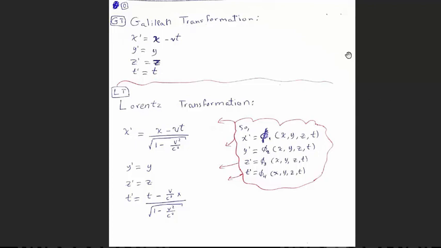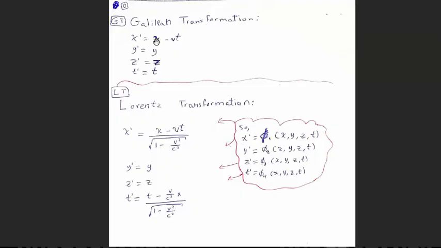So, hello. This is the Lorentz transformation. So first of all, why do we need new transformations or new equations to interpret the motion and these things?